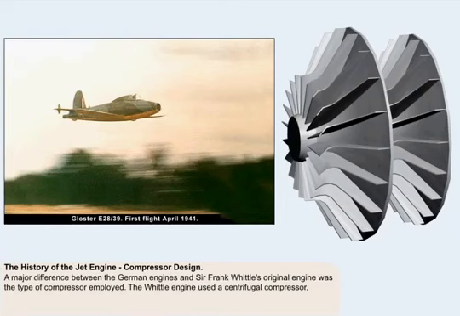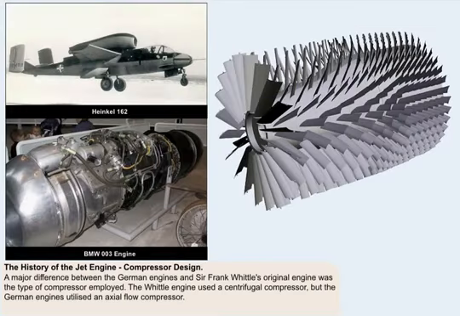One critical difference between the German engines used in the Heinkel and the later Messerschmitt 262 and those developed from Sir Frank Whittle's original engine was the type of compressor employed. While the Whittle engine used a centrifugal compressor, similar to the example shown here, the German engines, like the BMW 003 model used in the Heinkel 162, utilized an axial flow compressor, similar in design to the cutaway model shown.